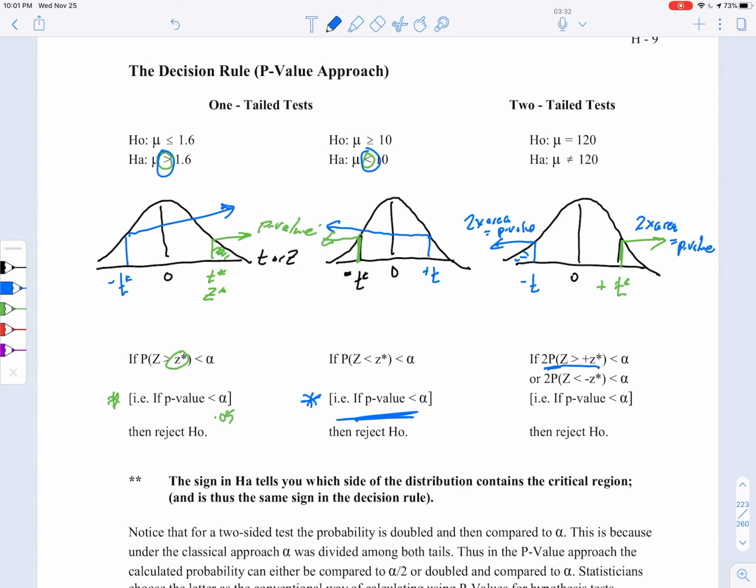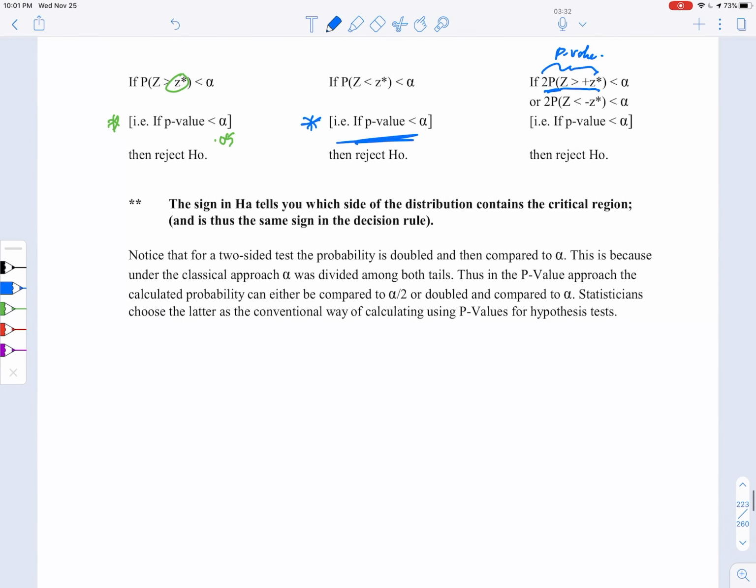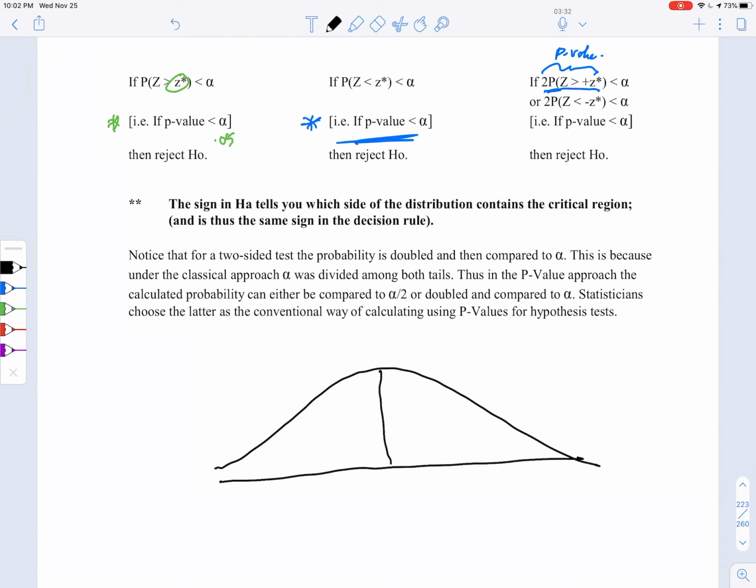And so if 2 times that area is less than alpha, this whole thing is called the p-value, then you reject H0. So the p-value then, the area is doubled to get the p-value. Why does it work that way? Maybe if I superimpose the classical approach over the p-value approach, it'll make more sense. So let's put the two together.